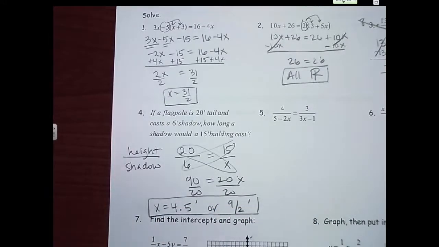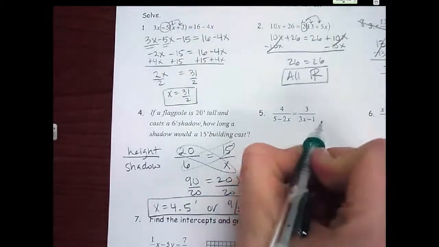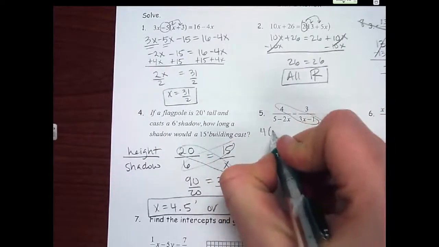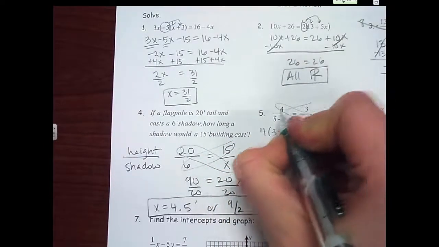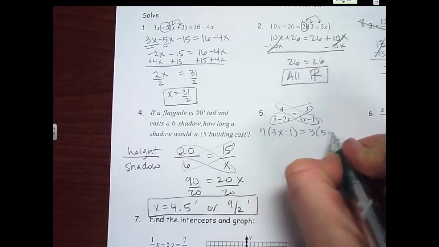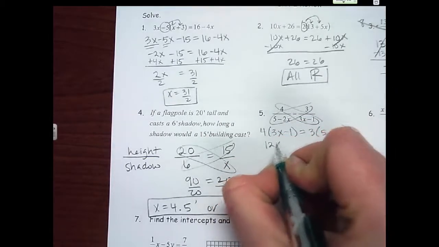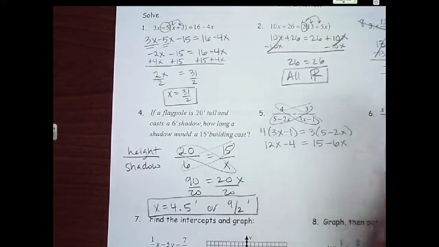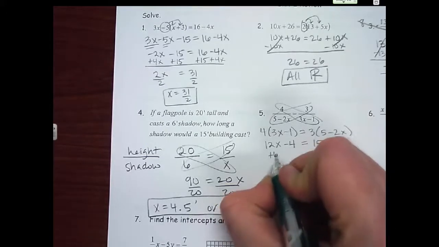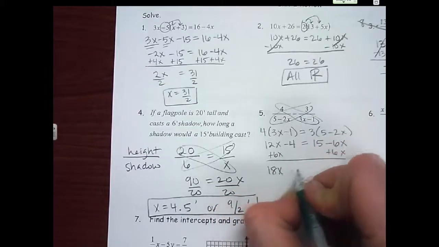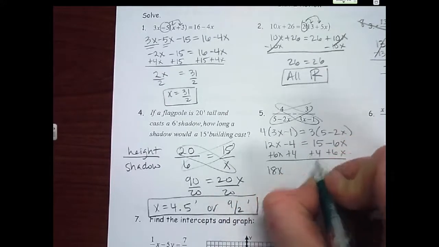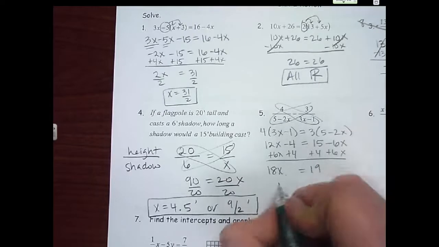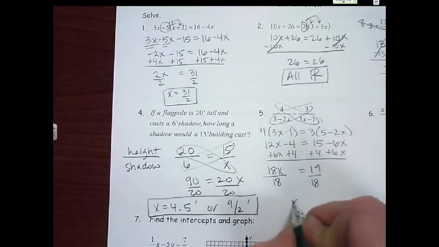Okay, number 5, it's a proportion, so cross multiply. 4 times 3x minus 1 equals 3 times 5 minus 2x. 12x minus 4, distribute, equals 15 minus 6x. I'm solving for x. 18x, I'm going to go ahead and add the 4 over, equals 19. Divide by 18. And x equals 19 over 18.